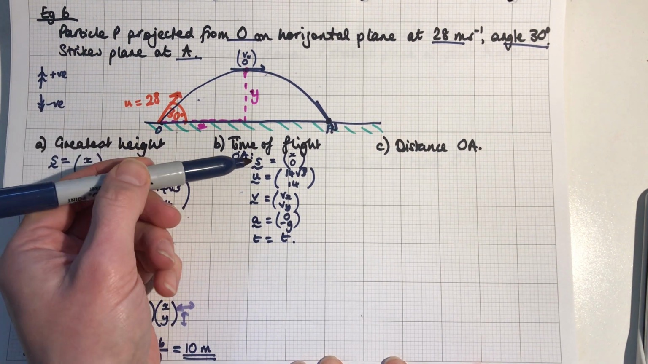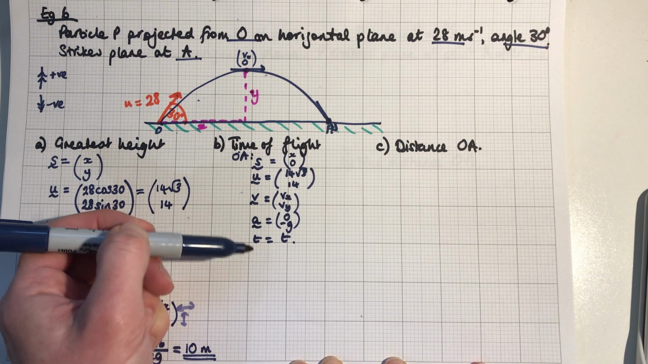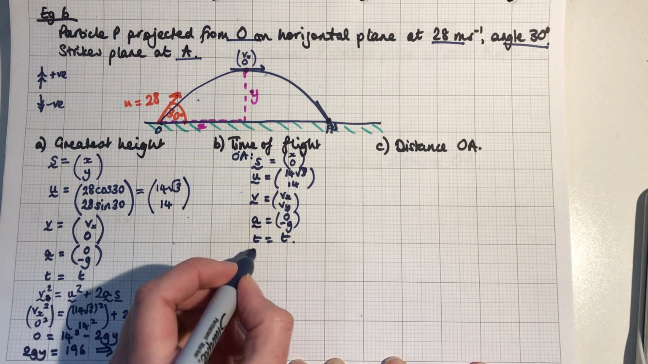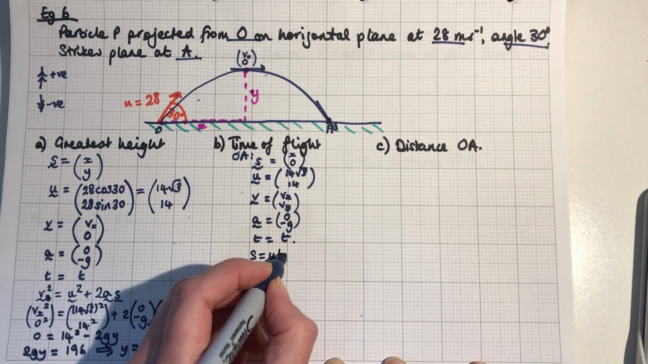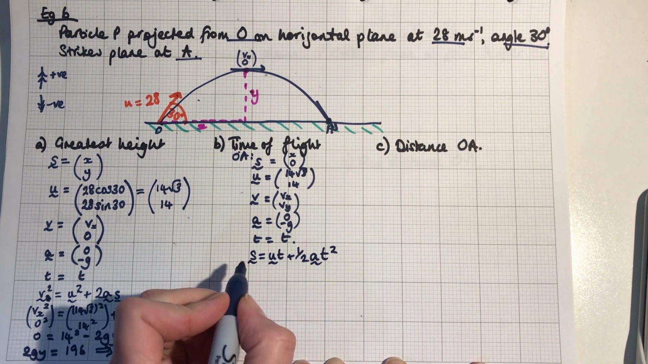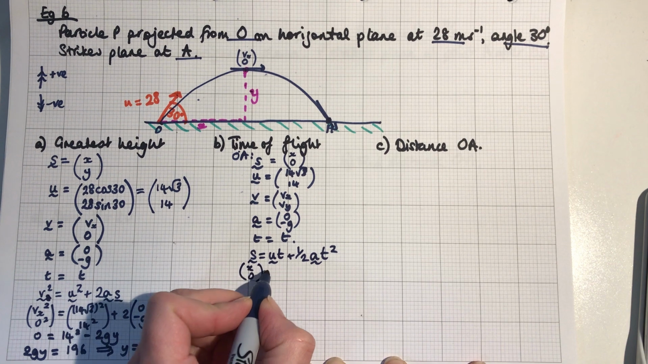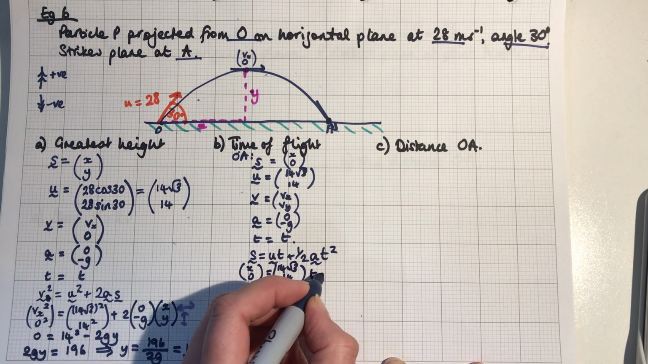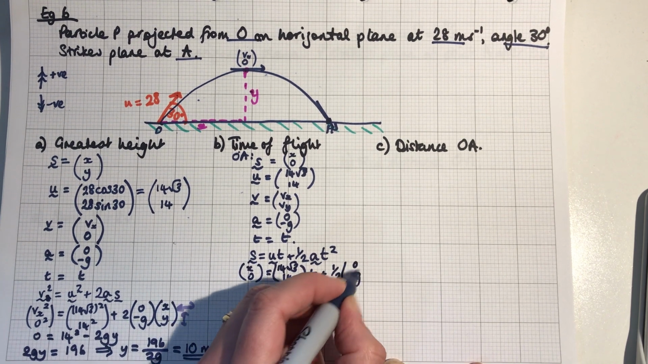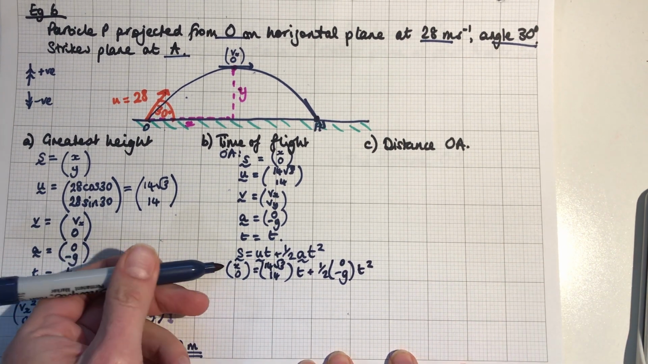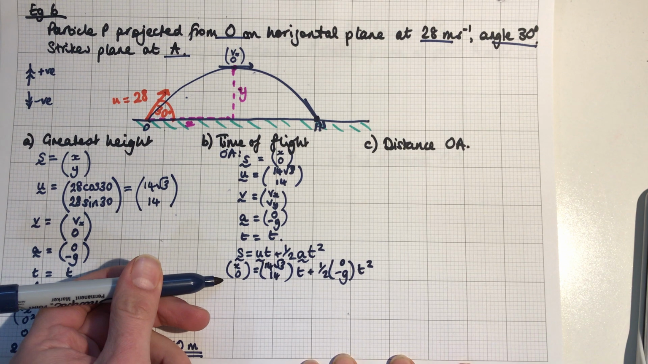So now we need an equation that uses s, u, a and t. I want to avoid v this time because I know nothing about it. So s, u, a and t is this equation: s equals ut plus half at squared. Let's plug in our vectors. Now we've got 2 rows of equations again, the horizontal row and the vertical row. Now let's have a look at which one of these is going to be most useful for us.